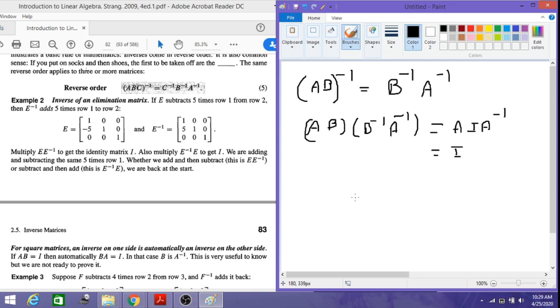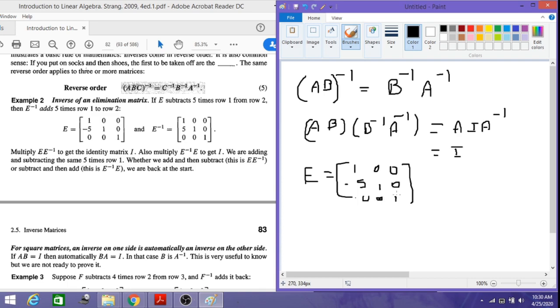So now let us talk about the elimination matrix. What is the inverse of an elimination matrix? In the previous tutorial we used one elimination matrix, that is E. E is nothing but 1 0 0, minus 5 1 0, 0 0 1. So this was our elimination matrix for the previous tutorial example.